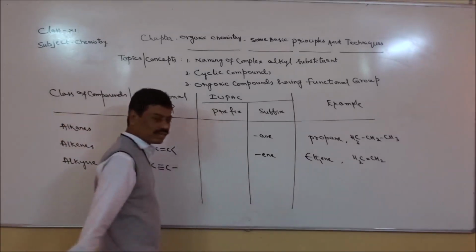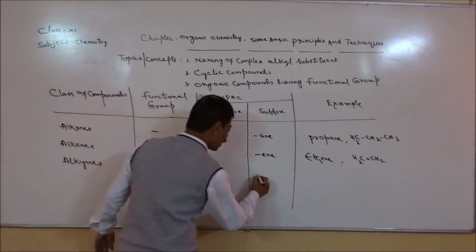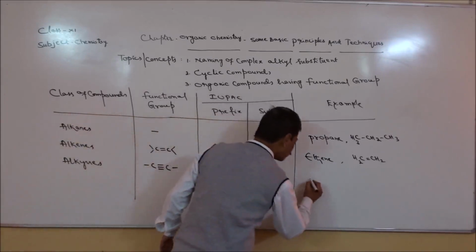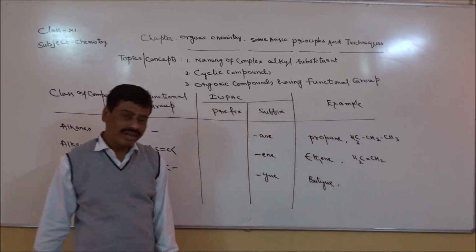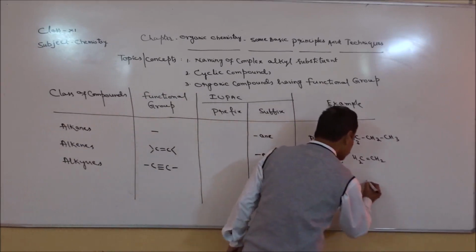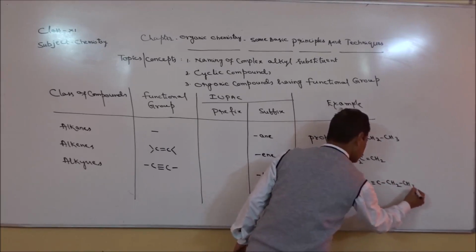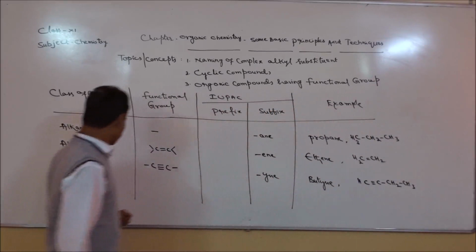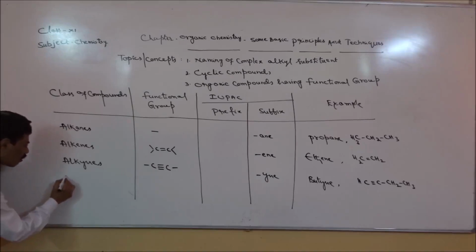And its name ends with -yne. Ene means alkene. Here alkynes, so the name ends with -yne. And the best examples for this are butyne, propyne, hexyne, pentyne, and so on. So butyne should have four carbon atoms. Right? Now we'll move to the other class of compound, that is alcohols.